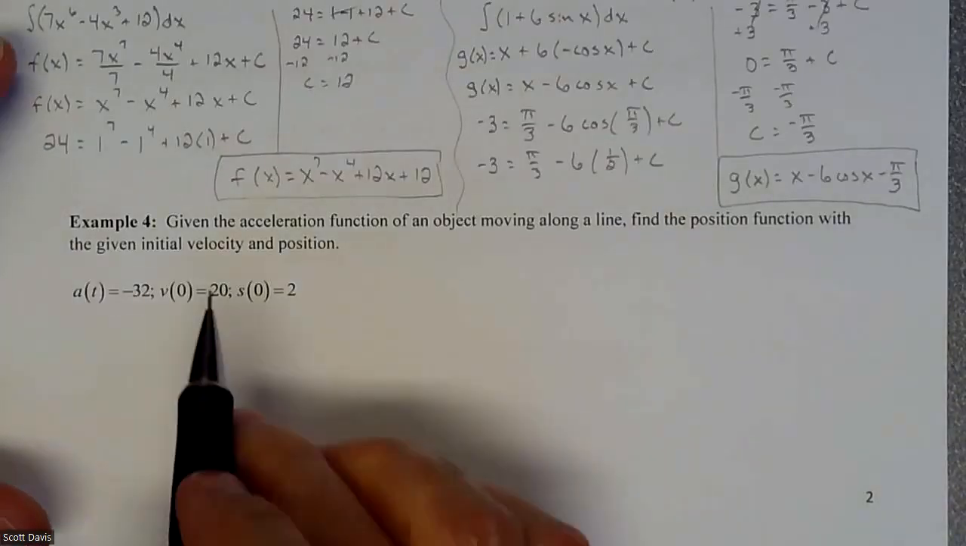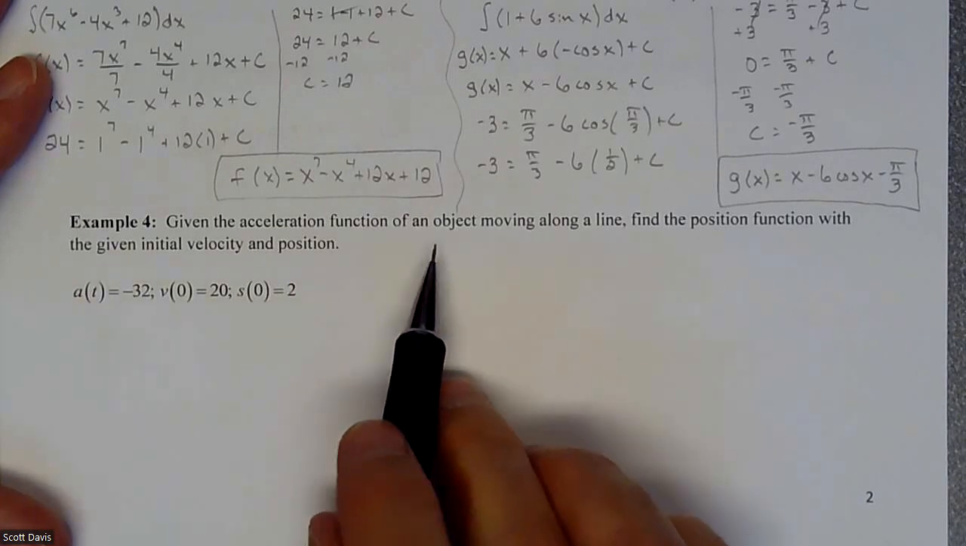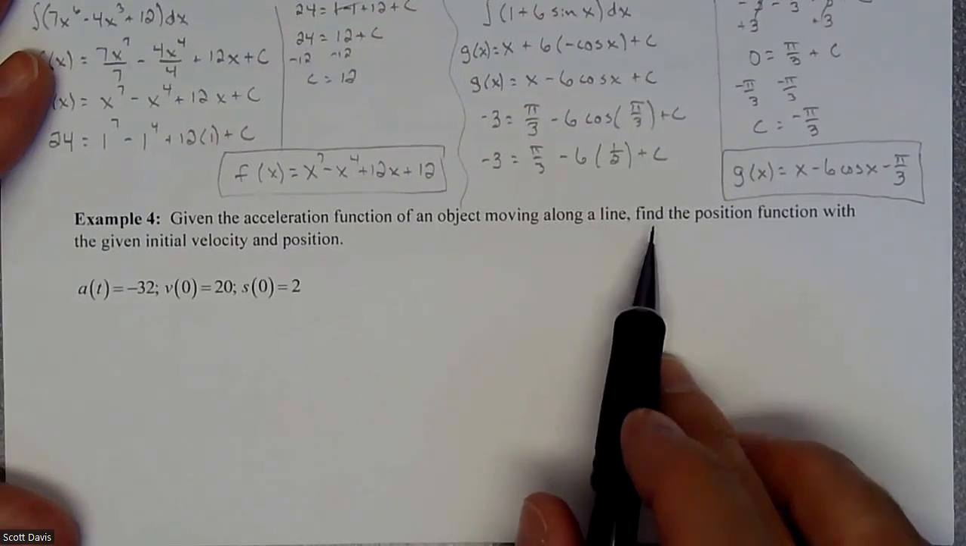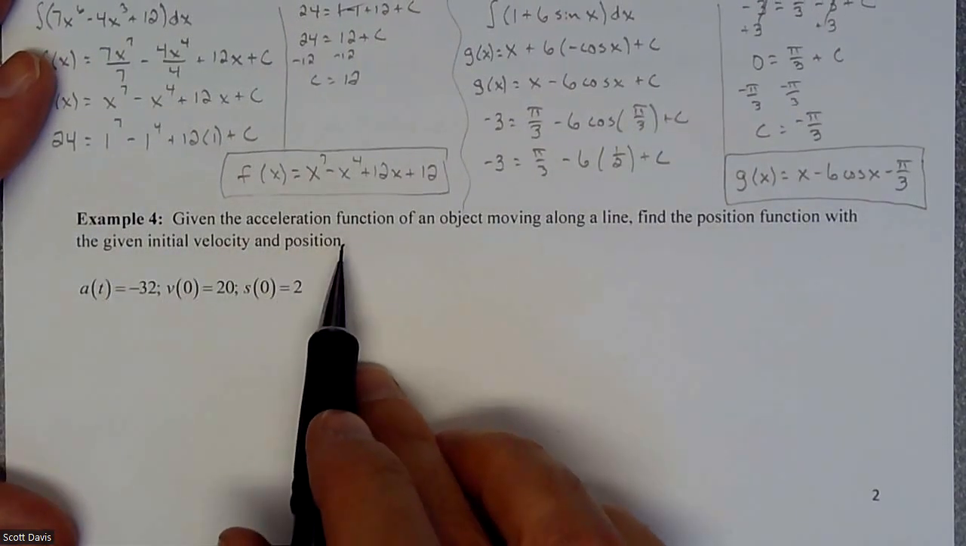In this example, we are given an acceleration function. So we have acceleration information of an object moving along a line. We want to find the position function with the given initial velocity and position.